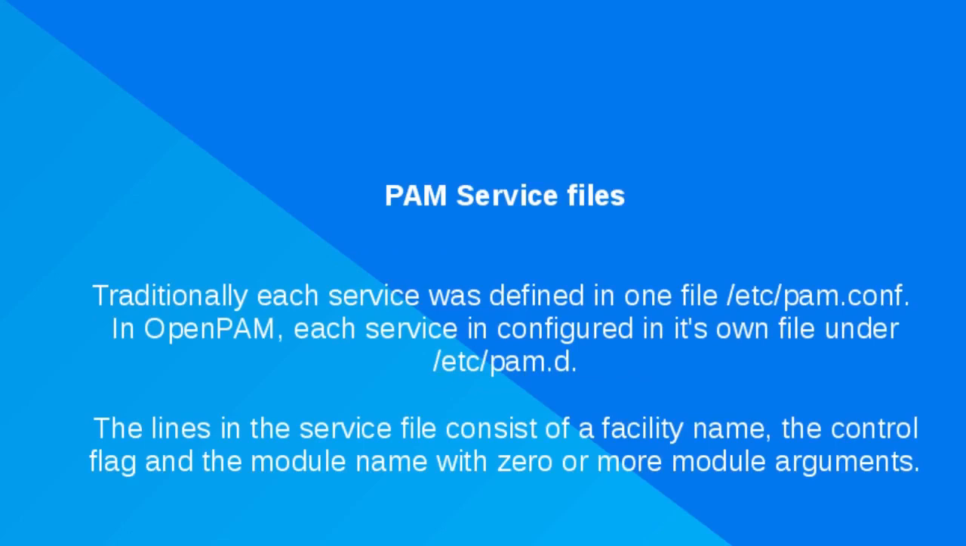Traditionally, services were defined in a single file called /etc/pam.conf. In OpenPAM, each service uses individual files in the /etc/pam.d directory. Each line in the services file contains a facility, a control flag, and a module with zero or more module arguments.